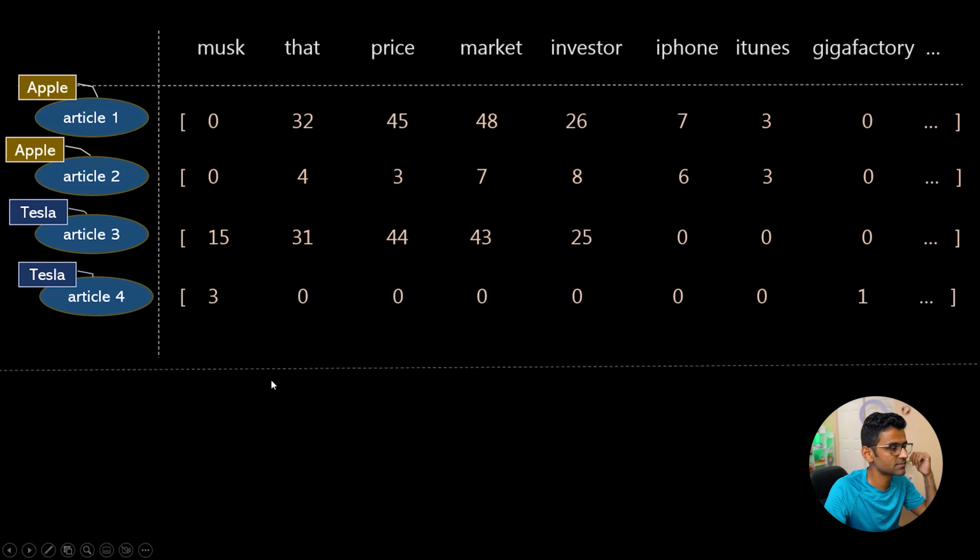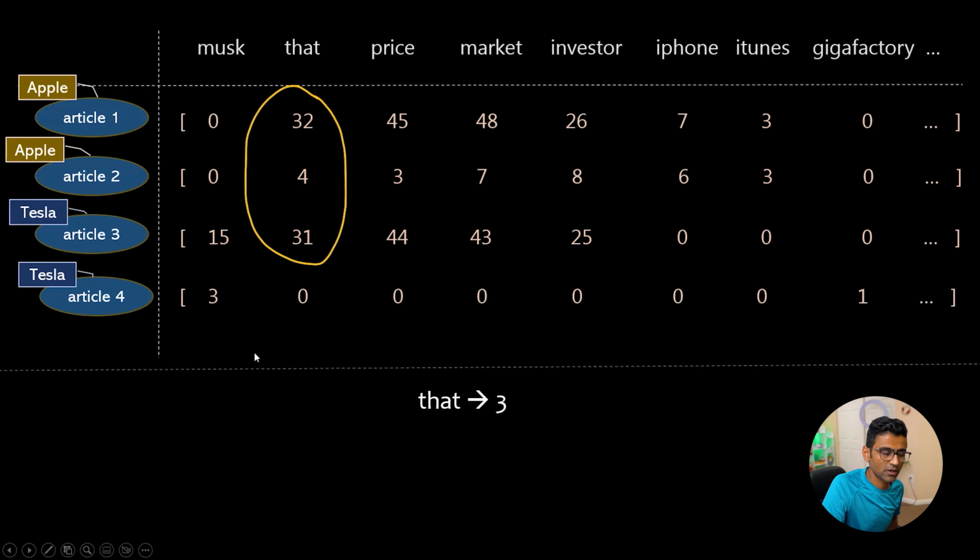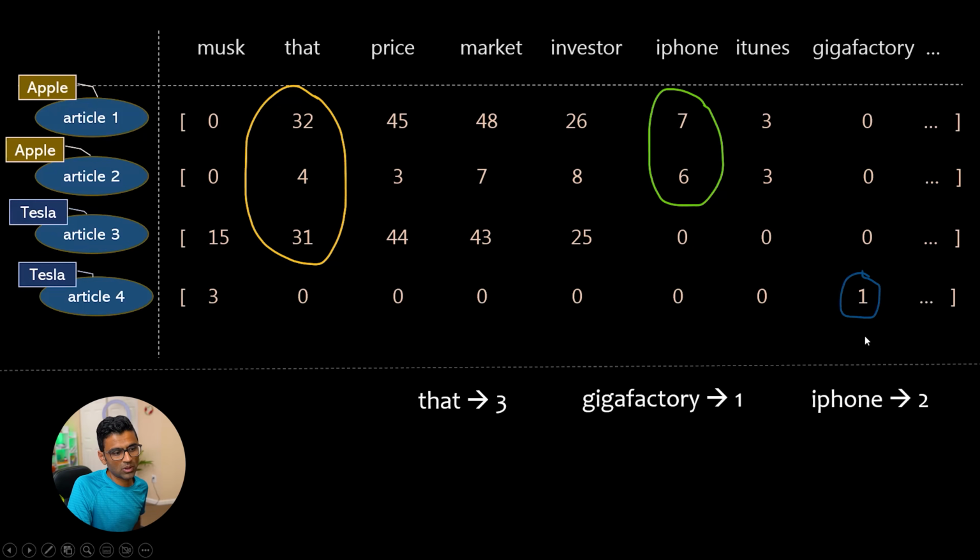One idea is we figure out in how many documents a term appeared. For example, "that" appeared in 3 documents out of 4. I'm not talking about the individual word count in a given document. I'm saying in how many documents this term appeared. It appeared in 3 documents, articles 1, 2, 3, out of a total of 4 documents. Similarly, Gigafactory appeared in only 1 document and iPhone appeared in 2 documents.